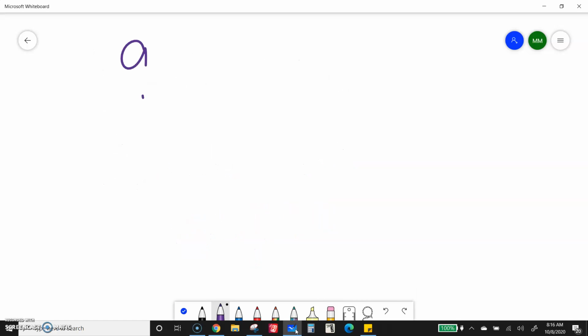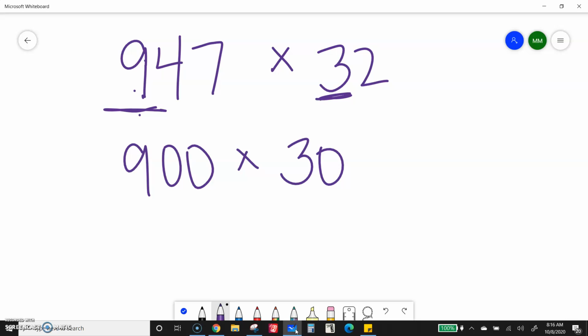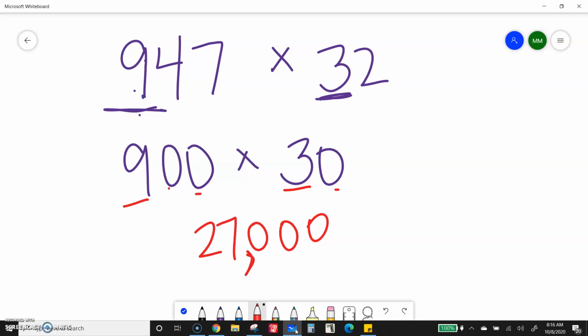Let's do just one more estimating problem. So if I have 947 times 32, I can round to the hundreds in this case. So 4 tells me that the 9 needs to stay the same, 2 tells me the 3 needs to stay the same, right? Because I'm closest to 900, I'm closer to 30, not 40. 9 times 3 is 27. And then I have 1, 2, 3 zeros. 27,000 is my estimated answer.